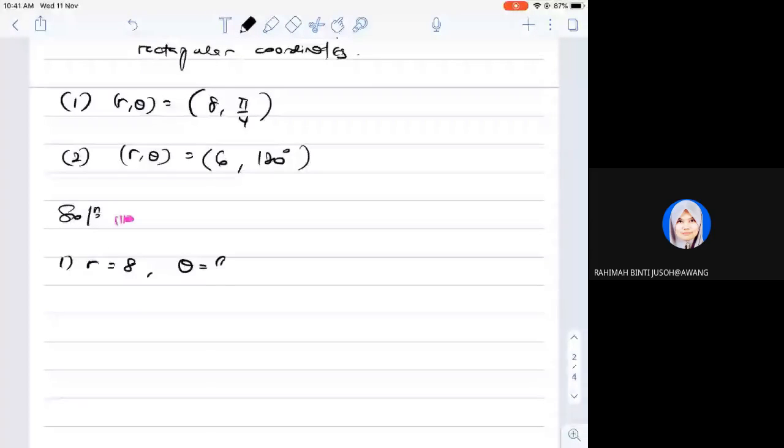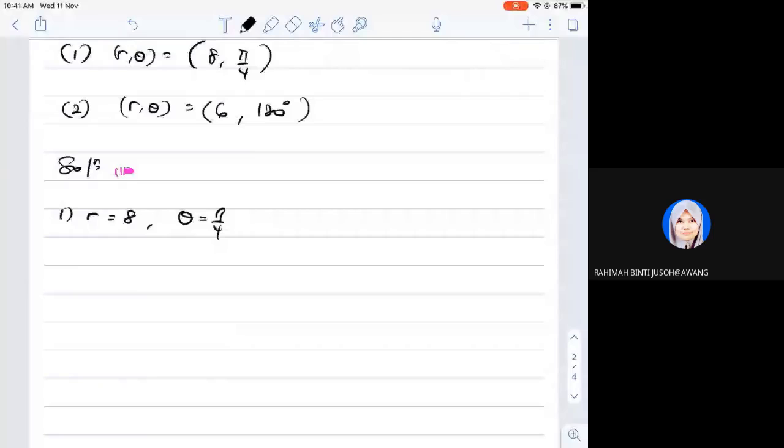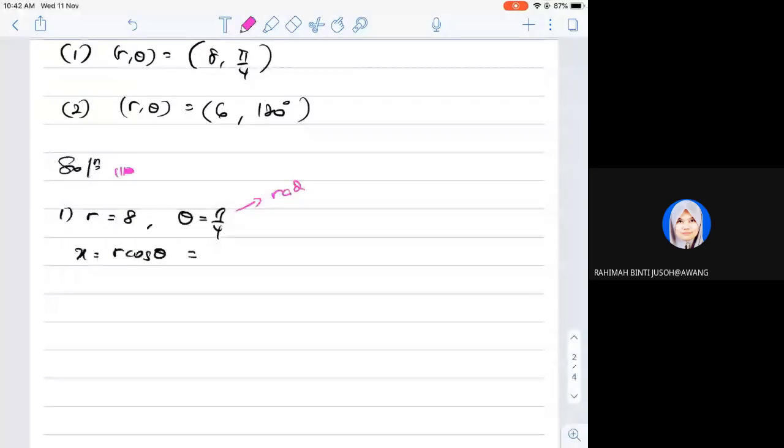Okay, so we just simply substitute into the formula x equals r cos theta. Okay guys, if you use your calculator now, if you want to plug in pi over 4, make sure you change to radian mode. Okay, pi over 4 is radian mode. So make sure you change your calculator to radian form. Press first, switch to radian mode.